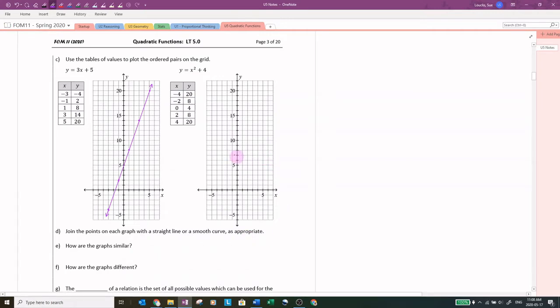Okay, this one, I have negative 4, 20. I have negative 2, 8, 0, 4, 2, 8, and 4, 20. Okay, so this is a parabola, and the easiest way to draw a parabola, which I can't demonstrate on this, is that you draw a better curve when your hand is inside the curve than when your hand is outside the curve.